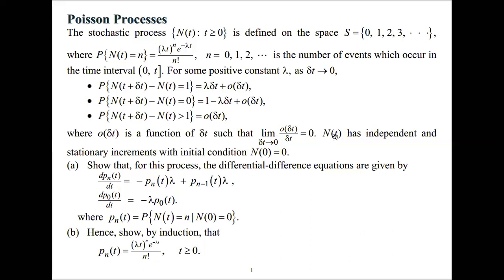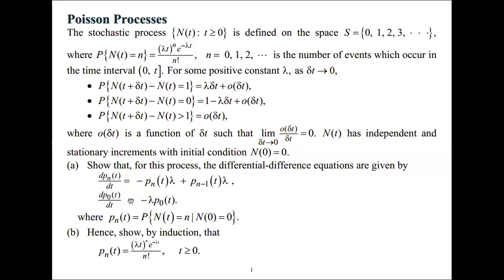So we say that N(t) has independent stationary increments with initial condition N(0) equal to 0. So we assume that at the beginning of the process, nothing has happened. That's N(0) is equal to 0. So we are going to show this. This proof is in my book, but I set this one as a past question some years back, so I want us to look at it.